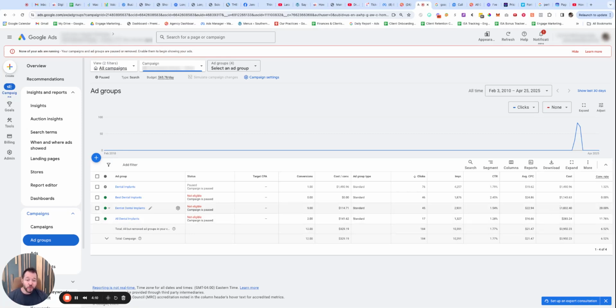And the one that looks like it performed the best got 9 conversions, spent about $1,000, for a cost per conversion of about $114 per conversion. Again, for implants in a targeted area, a highly competitive area like California, we can expect those numbers to be over $100, right? That's not abnormal.